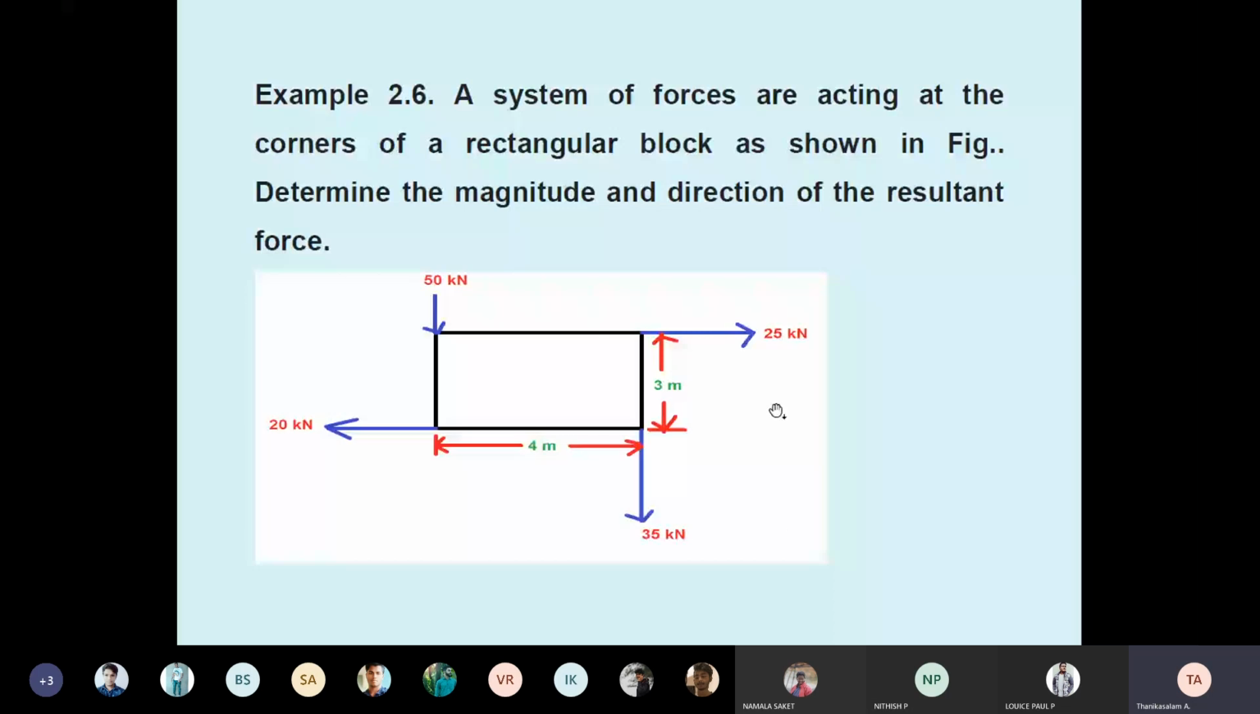Louis, can you read this problem? Yes, sir. A system of forces are acting at the corner of a rectangular block as shown in the figure. Determine the magnitude and direction of the resultant forces.